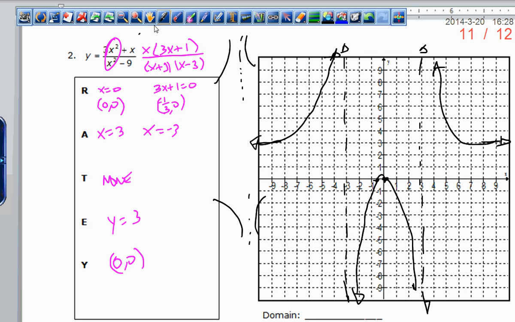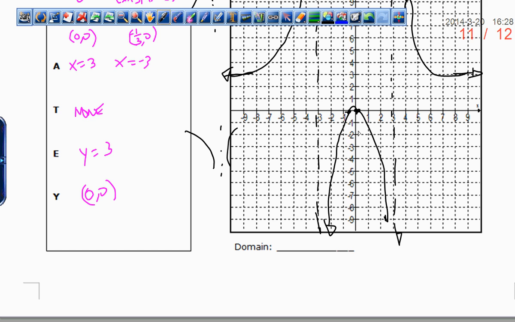All right? Our domain is kind of long because we got 2 asymptotes. So it's negative infinity to negative 3, union, negative 3 to 3, union, 3 to infinity. Big time. All right?